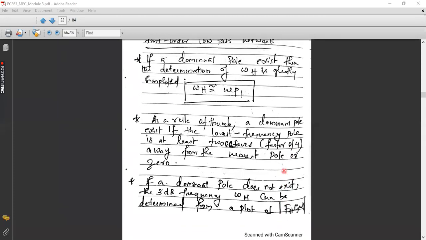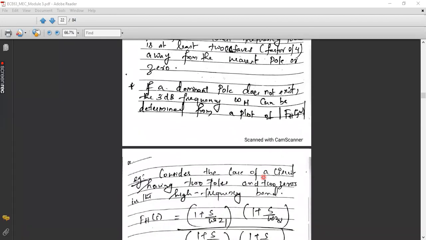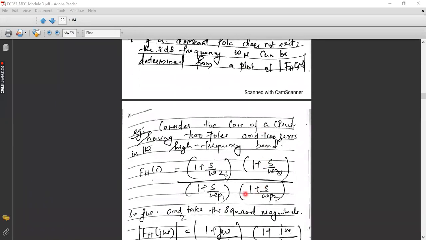Whenever there is a dominant pole existing, as I told you, it is very easy to calculate the cutoff frequency, because that dominant pole itself is assumed to be your high frequency cutoff omega h. Clear? But what will happen if there is no dominant pole? If there is no dominant pole existing in our system, then we have to consider all the terms as such. I can't approximate it because that condition is not satisfied. What was the condition? The low frequency pole should be at least 4 times away from the nearby pole. That condition is not satisfied.